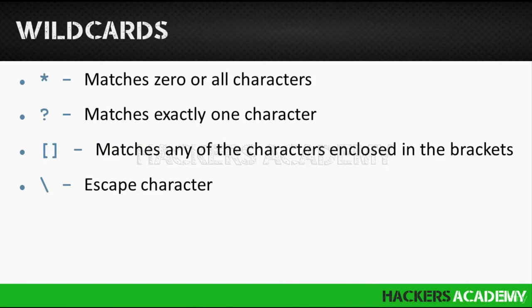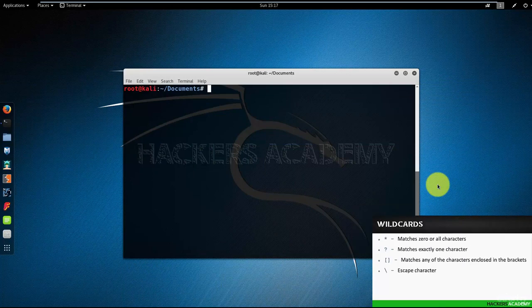The second is the question mark. It's used to match exactly one character. The third is a bracket, and it's used to match any of the characters enclosed in the bracket. And the last is the escape character, and it's used to escape the above characters. So if, for example, in my search term, I am looking for a bracket, I will precede that with a backslash. Let's see some practical examples.